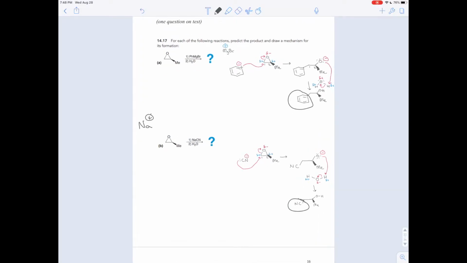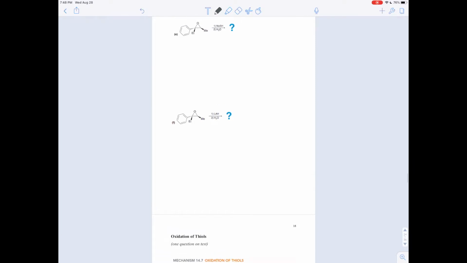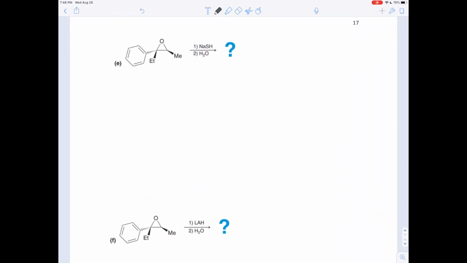So in 14.17, we're trying to predict the product that you would get for the reactions of some epoxides with strong nucleophiles, and also we're trying to draw the mechanism for this. So in this next example, in E, we have a funny looking epoxide. We've got that epoxide ring, and on one side we have an ethyl chain, that's what the Et is standing for. On the other one we have a benzene ring acting as a branch, so that would technically be called a phenyl branch. And then coming out at you on this other side we have a methyl branch.